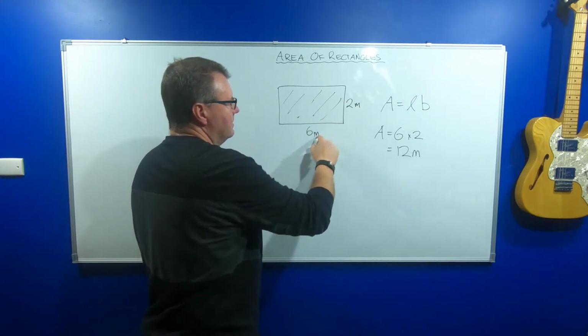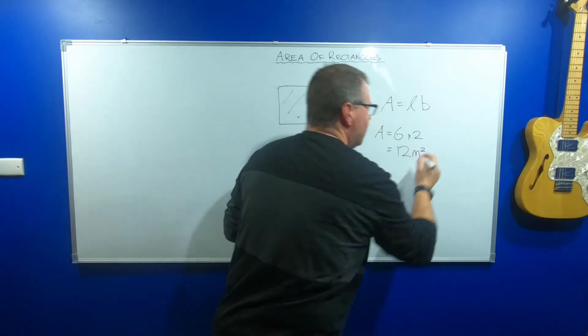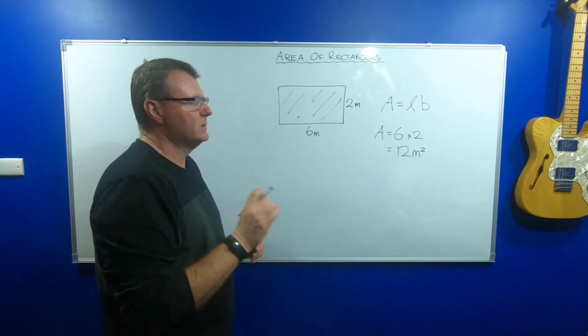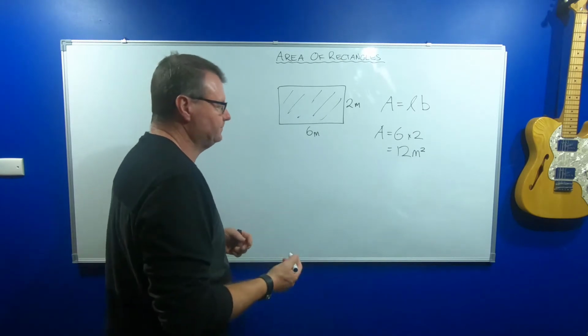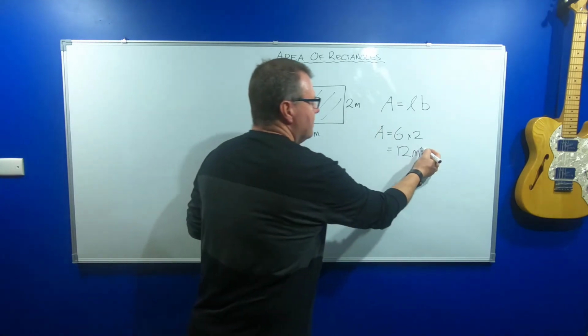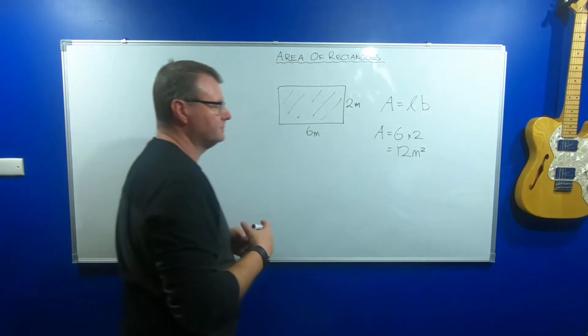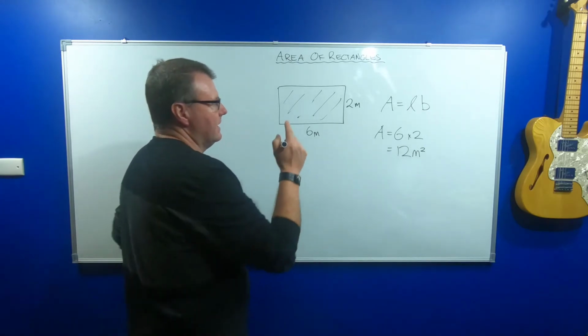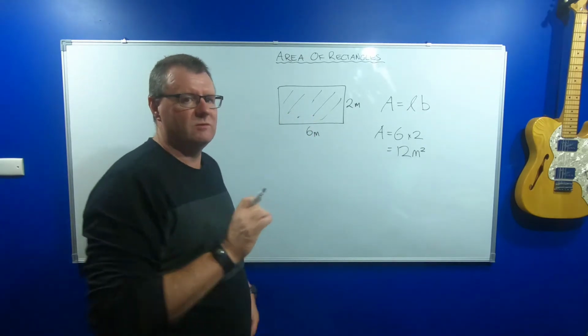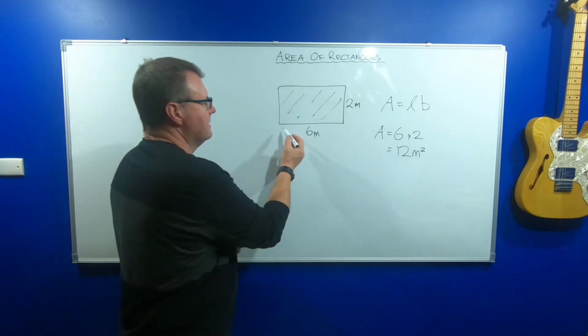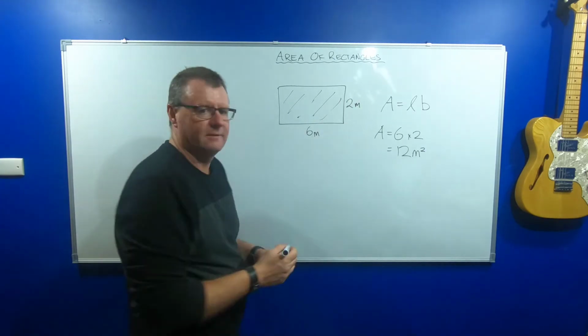I've got M times M here, so our area units are squared. So whenever you're writing the answer for area, whatever the units are, they will be squared. So the correct answer is the area of this rectangle is 12 meters squared. This side times this side.